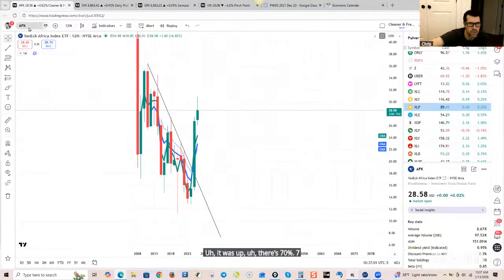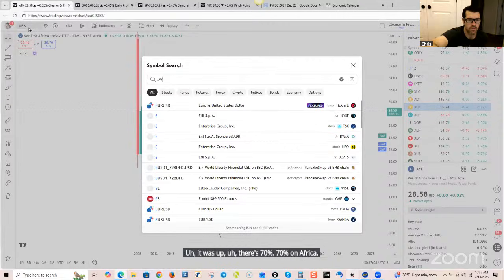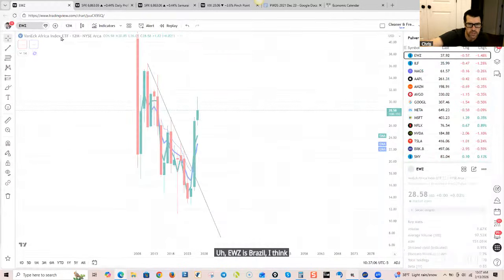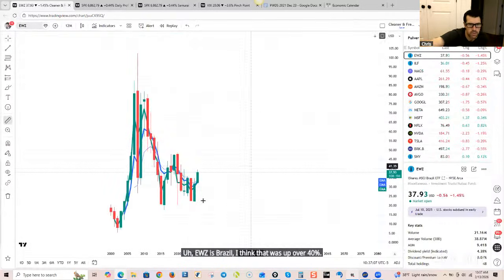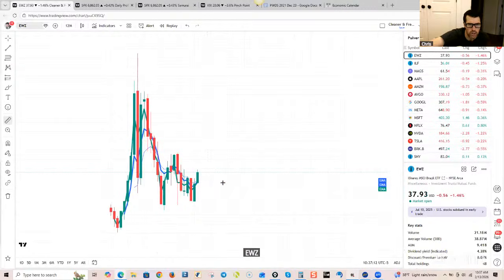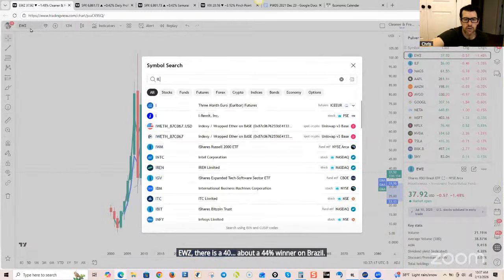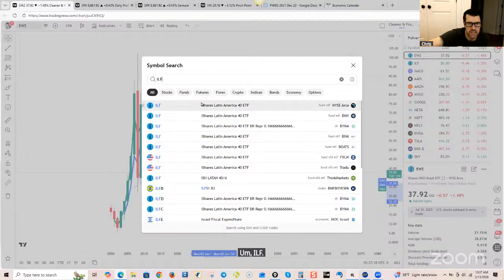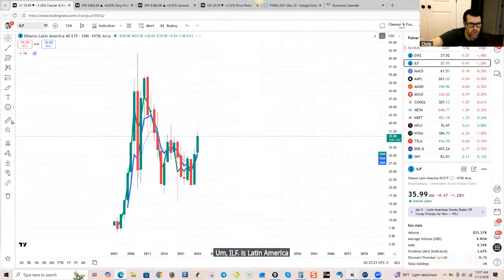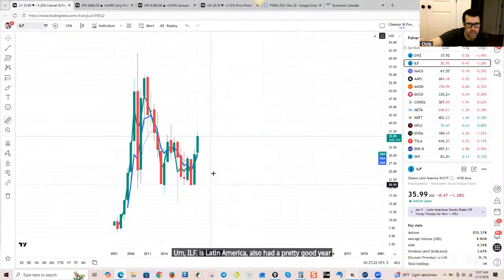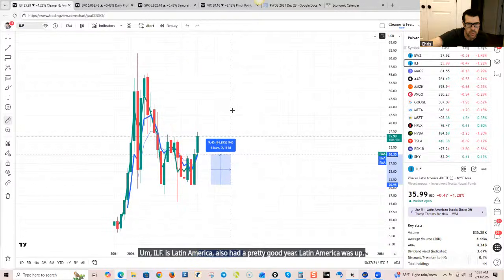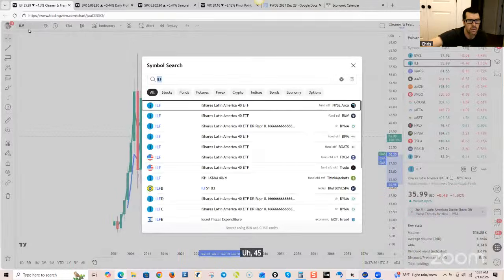It was up 70% on Africa. EWZ is Brazil. I think that was up over 40%. EWZ, there is about a 44% winner on Brazil. ILF is Latin America. Also had a pretty good year. Latin America was up 45%.